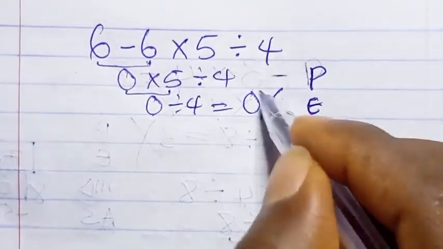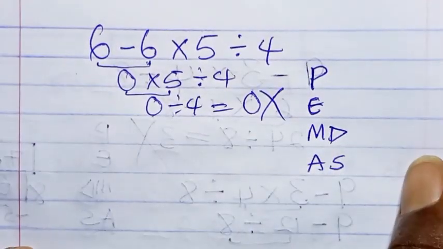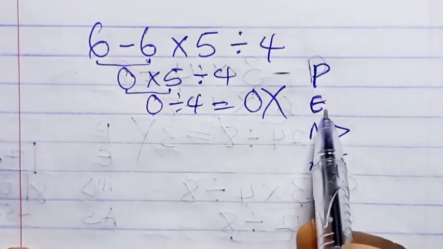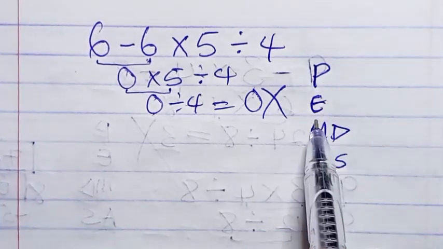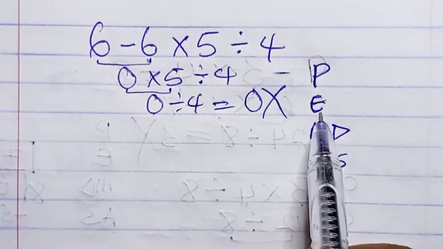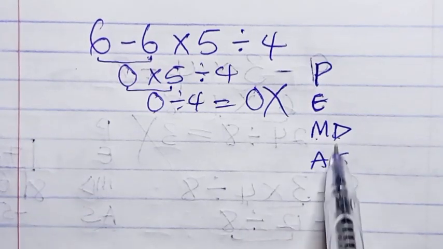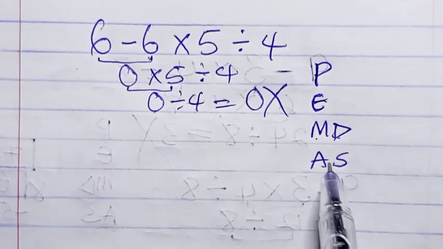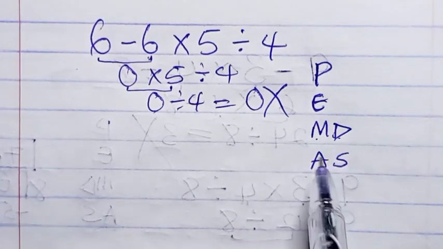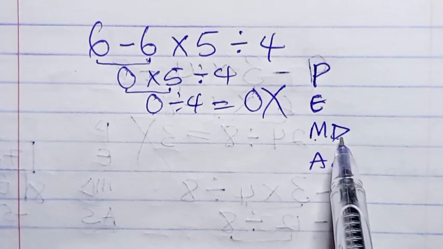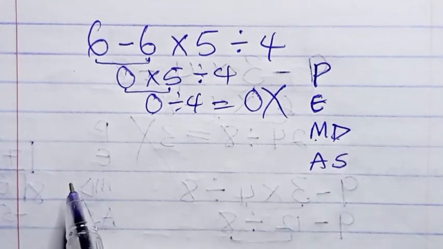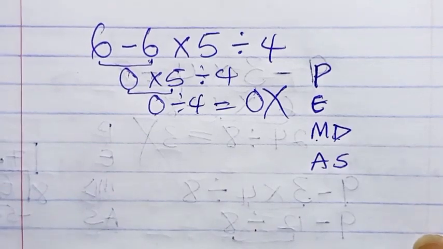So this method of solving this question is very wrong. I have my PEMDAS rule here. PEMDAS says parenthesis, exponent, multiplication, division, addition, and subtraction. So we follow the rules from left to right. If you meet multiplication first, you do it first. If you meet division first, you do it first. Whatever comes first, you have to follow the rules left to right.